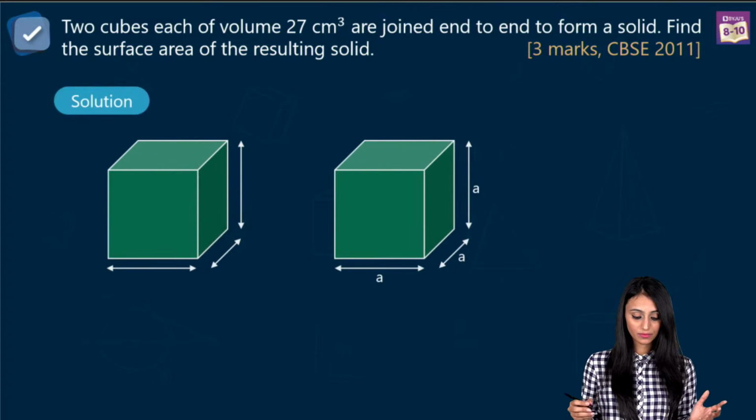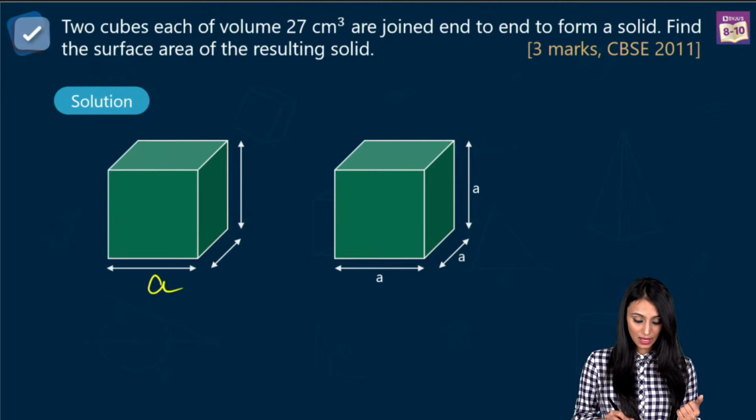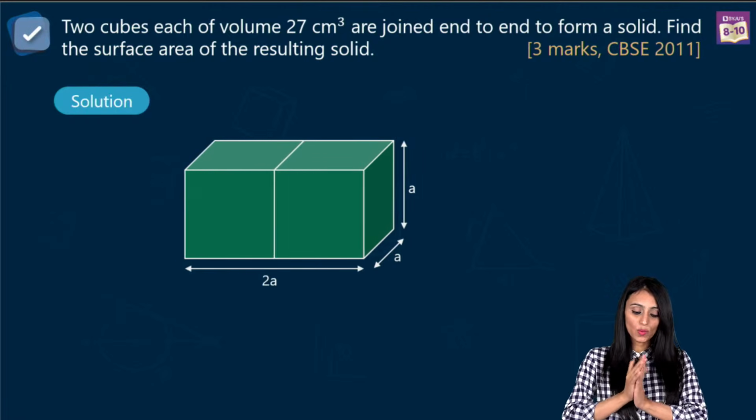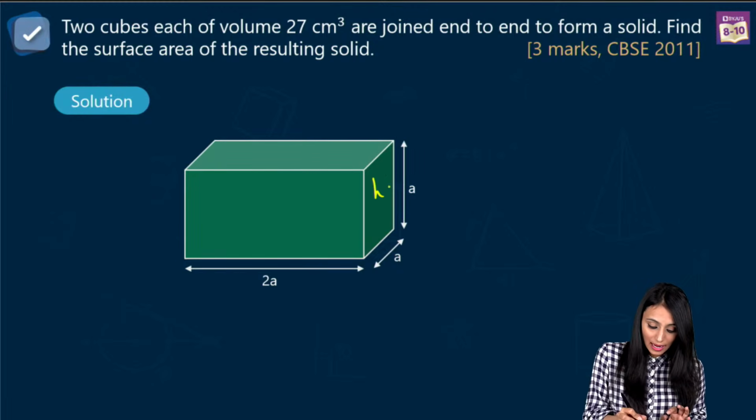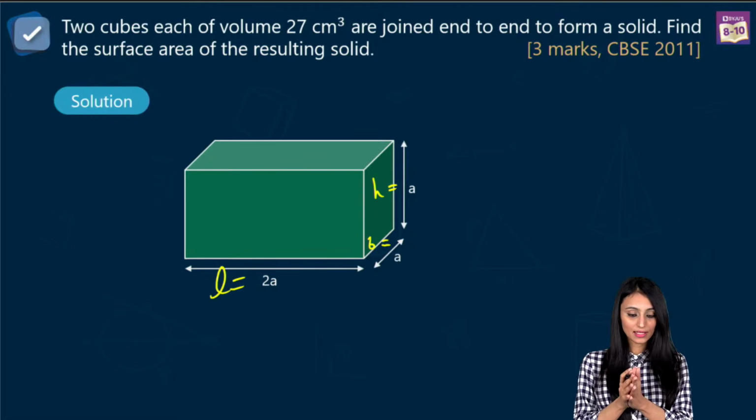Two cubes we have. The side lengths are the same. Both of them have got a side length of A. Right? Okay, let's join them. When you join them, what we see here is that height remains the same, breadth remains the same, but the length has changed. Length has got doubled, right? That's 2A.